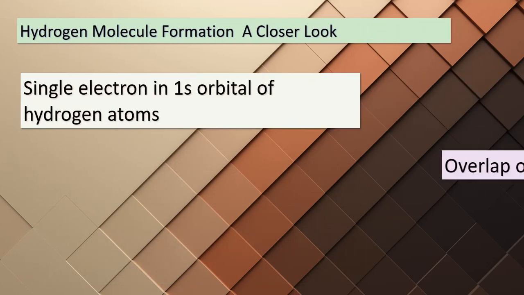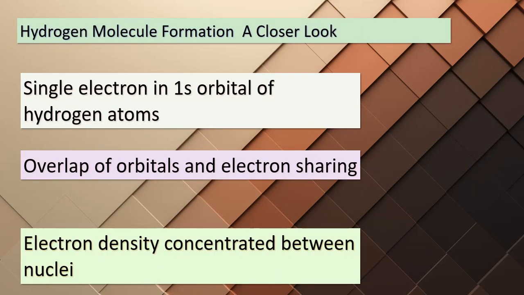Hello again, bright minds. Let's take a closer inspection of the formation of a hydrogen molecule, shall we? In this scenario, we have two hydrogen atoms, each harboring a lone electron residing in its 1s orbital. Now, as these atoms approach each other, their orbitals begin to overlap. This overlap creates a region of heightened electron density between the nuclei.